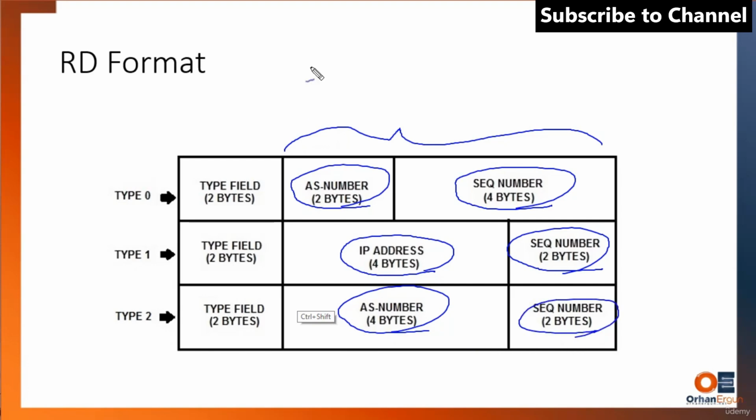Now, this means that we can have something like 10.10.10.1, then a colon here, then, for example, 272. This is one type of notation, which is type 1, as a matter of fact. You see, this is the IP address, and then the sequence number after that.